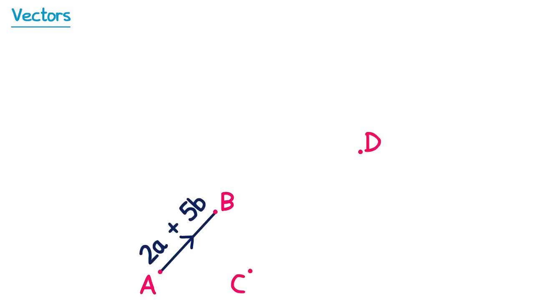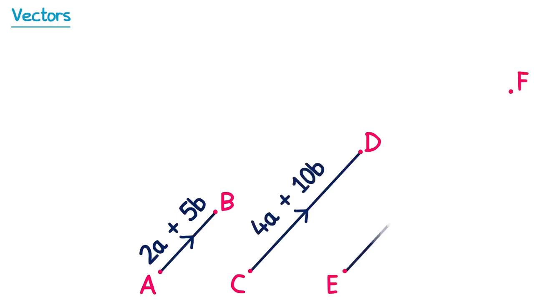Next, we're going to take a look at a property of parallel vectors. So if we take a vector from A to B, and let's call it, for the sake of argument, 2a plus 5b, then we draw another vector from C to D which is parallel to this, so it goes in the same direction but it's longer. This could be 4a plus 10b. And we'll do a third one from E to F that's longer still, but also parallel, so 6a plus 15b.